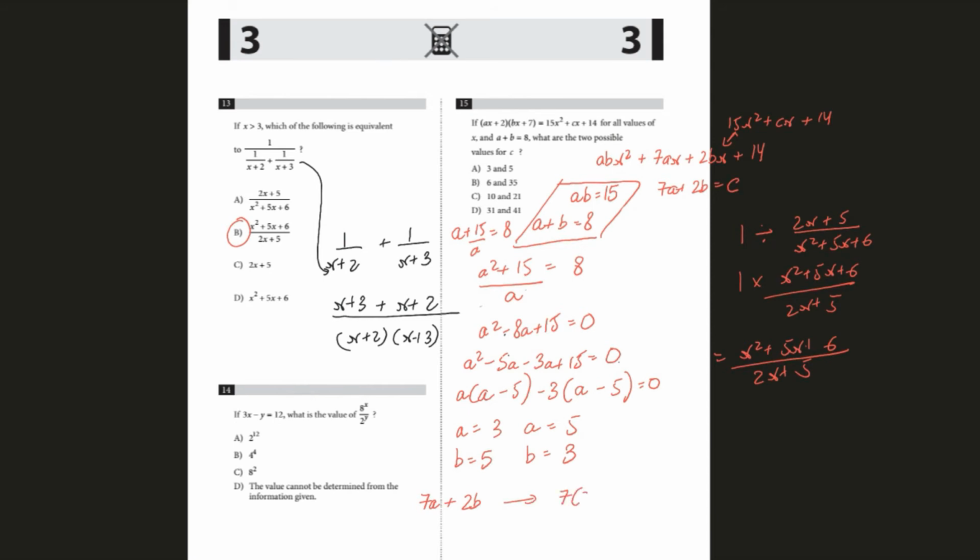21 plus 10 gives you 31. For the next set of values, you have 7 times 5 plus 2 times 3. 7 5s are 35 plus 3 2s are 6, that's 41. So 31 and 41 are the two possible values of C. And that gives you the answer as D.